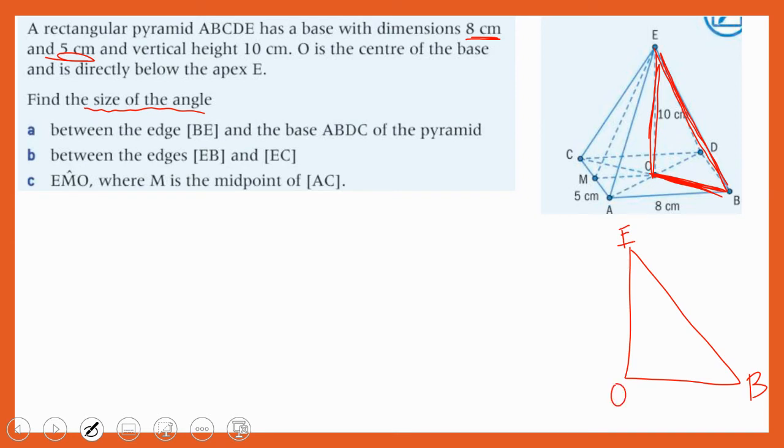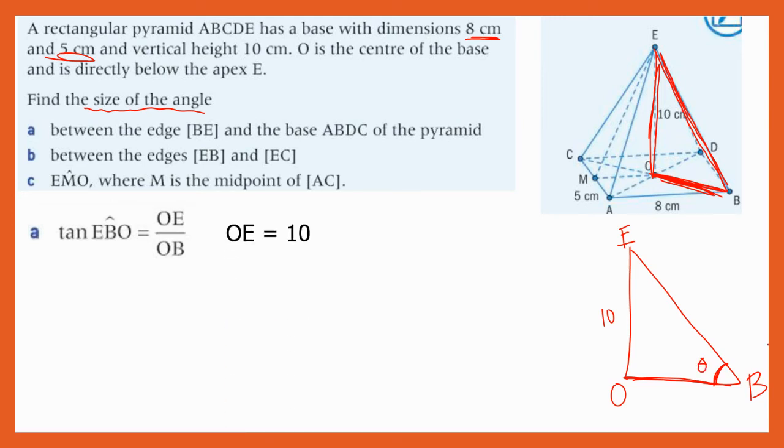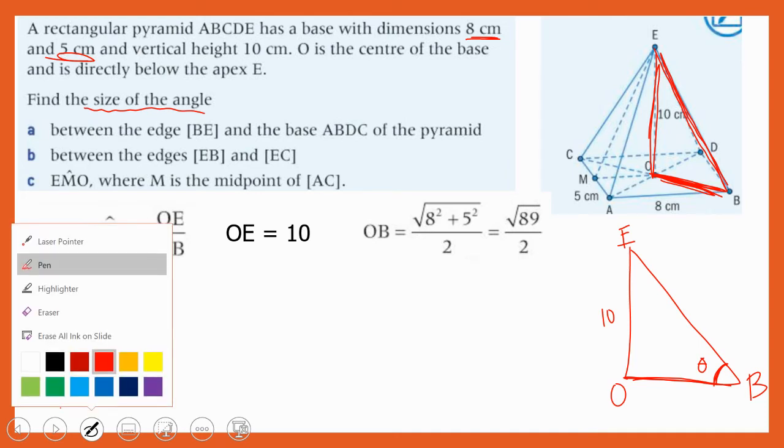and then thinking about what information we know, the 10 here. And it appears that we don't quite know this, right? This length here, but in the process here, we can actually calculate that. So that's one of the first things. So tangent of angle EBO. So this right here is the angle we're trying to solve for. We have OE, which is 10, which I labeled. And then OB is actually, we can calculate that using Pythagorean theorem within the base, the rectangular base.